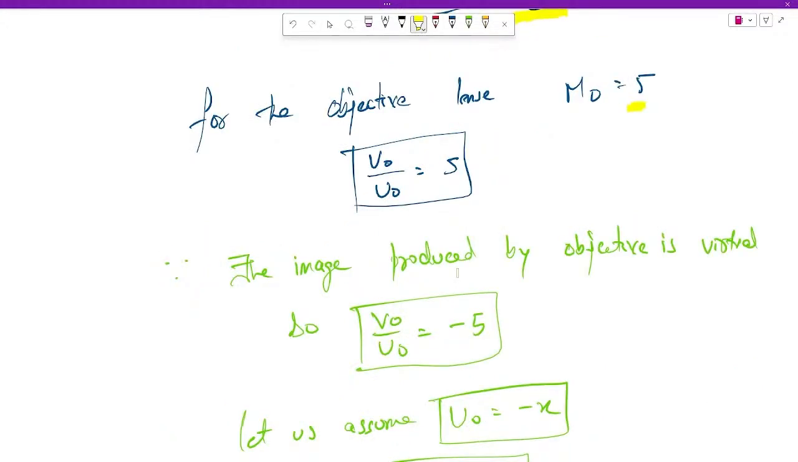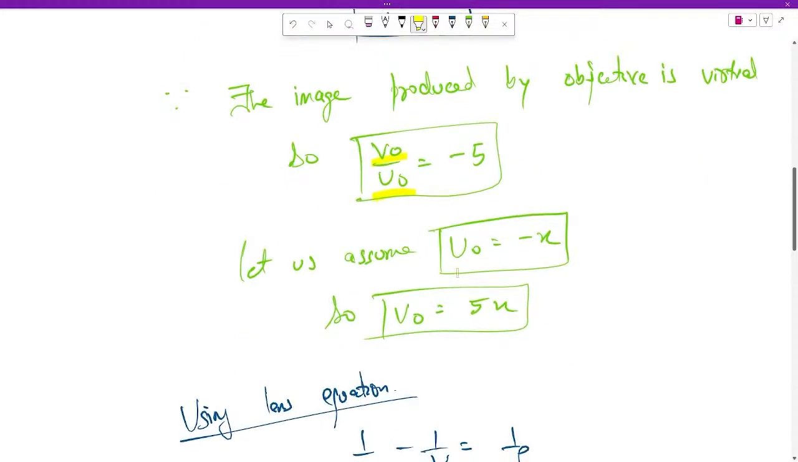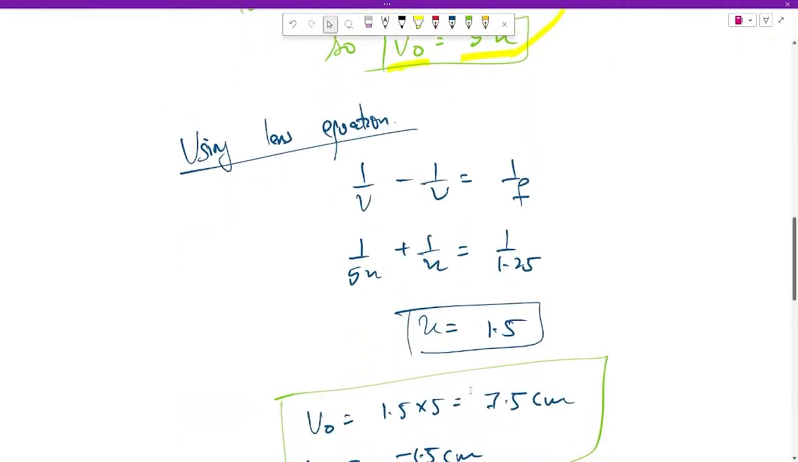Now the magnification by the objective is given by VO, that is the position of the image produced by the objective, divided by the object distance from the objective lens, and it would be equal to -5. So if we assume that UO, that is the object distance from the objective, is -x using the sign convention, then VO would be equal to 5x using this relation. Now using the lens equation for the objective, we will find out the value of UO, substituting the values that we assumed in the previous case.